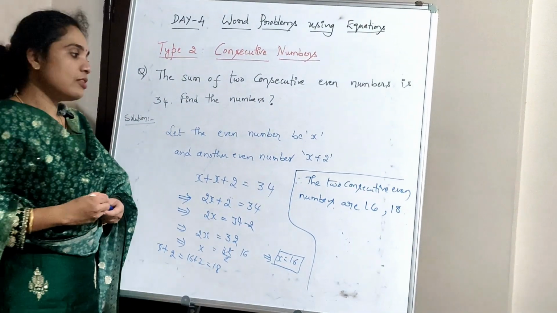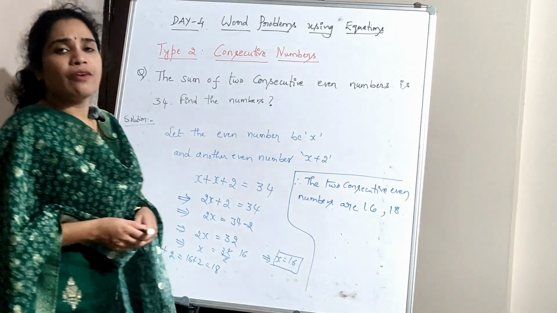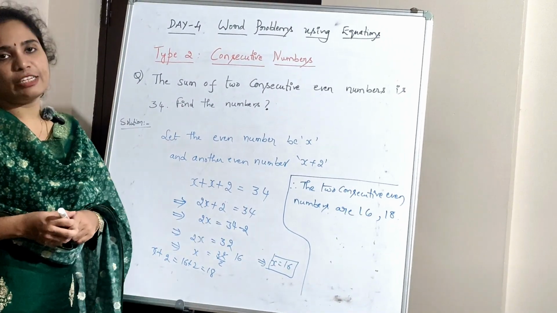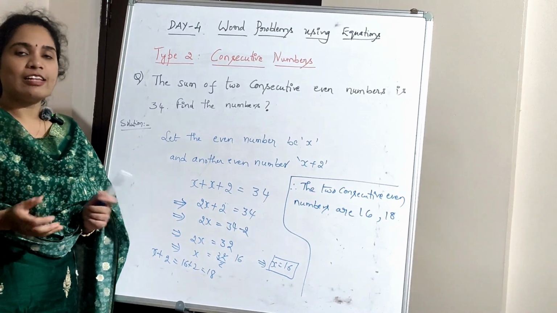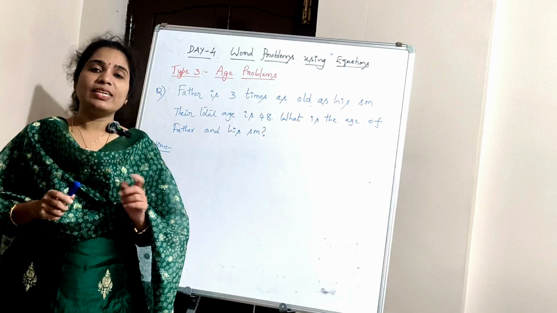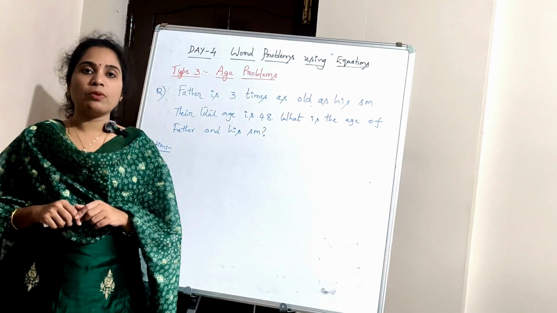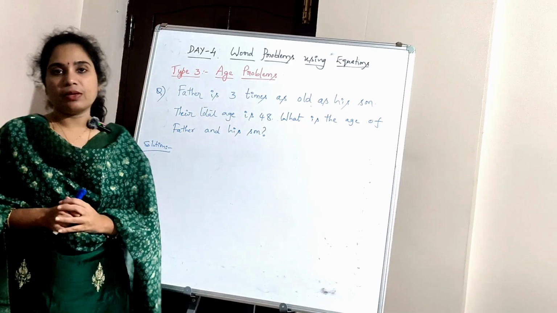Now how can we check this? Just add 16 and 18, we'll get 34. 16 plus 18 is 34. So we got the answer correctly. Now let's see another type of word problems, that is age problems.